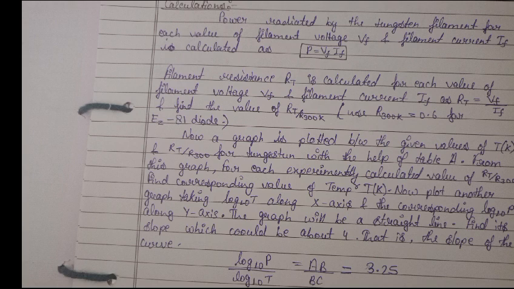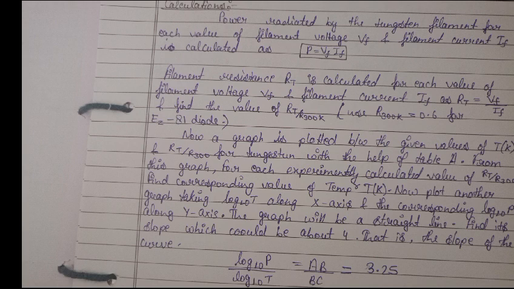Now a graph is plotted between the given temperature values at temperature T and RT upon R 300 for tungsten from the table. From this graph, for each experiment's calculated value of RT upon R 300, find the corresponding value of temperature T. Now plot another graph taking log T along x-axis and corresponding log P along y-axis.